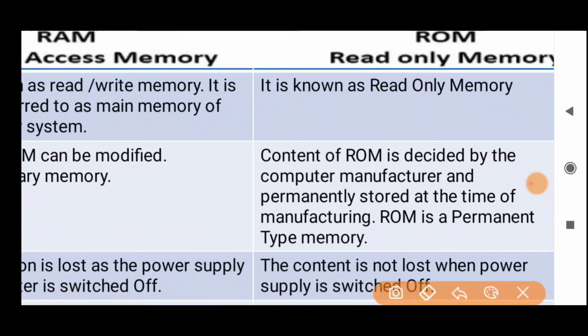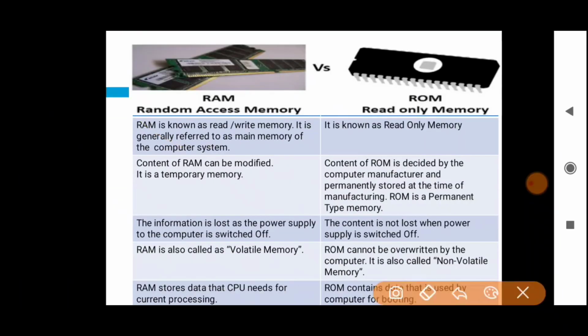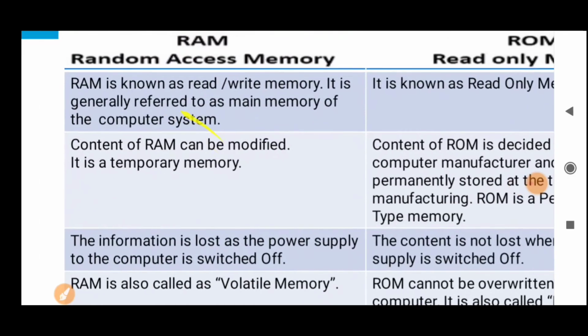ROM is the read-only memory. As the name indicates, you can only read it; you cannot write anything. While RAM is read-write memory, you can write to it. The content of the RAM can be modified. Whatever is written in the RAM can be modified, and it is a temporary memory.